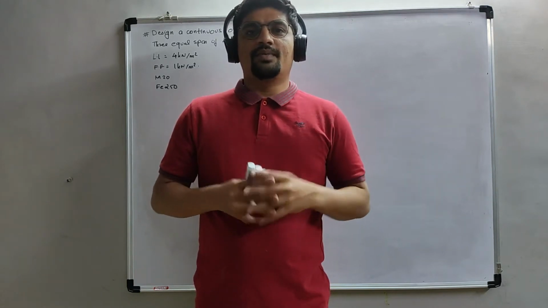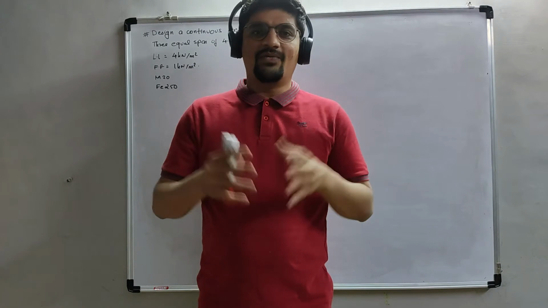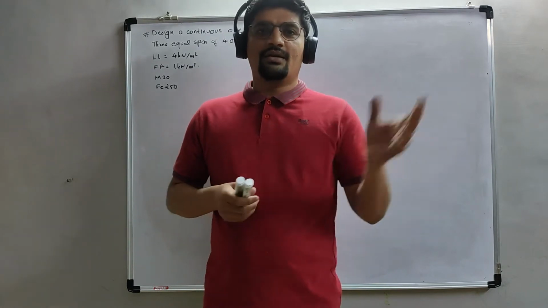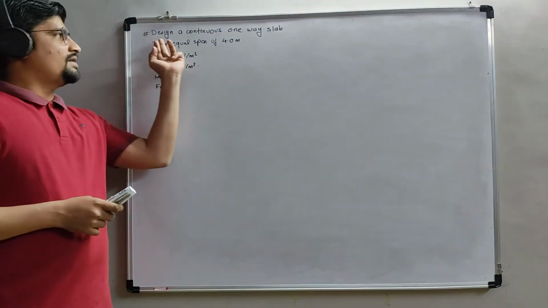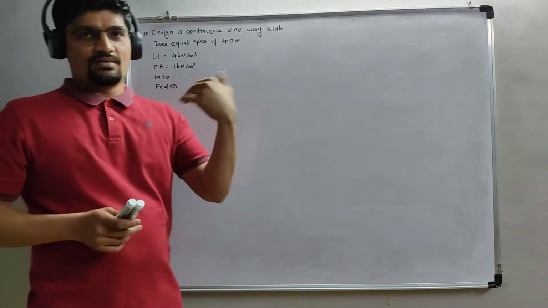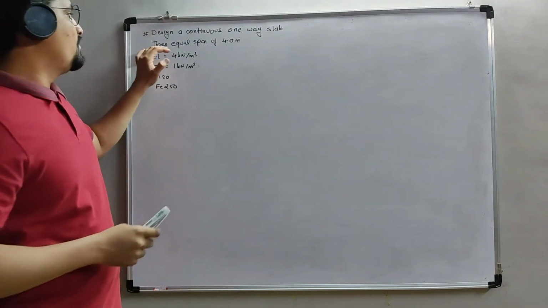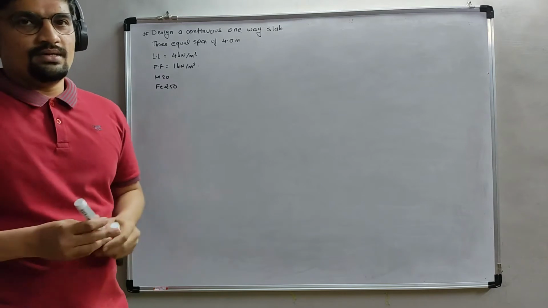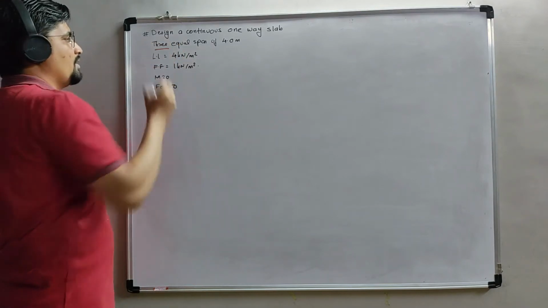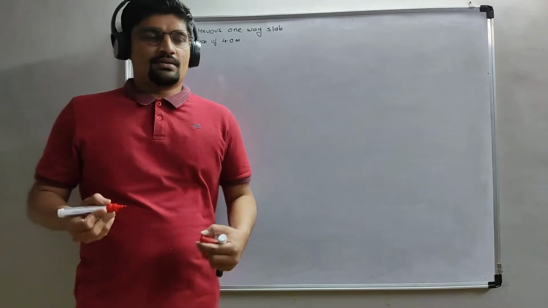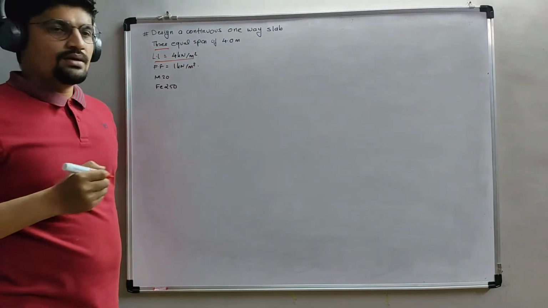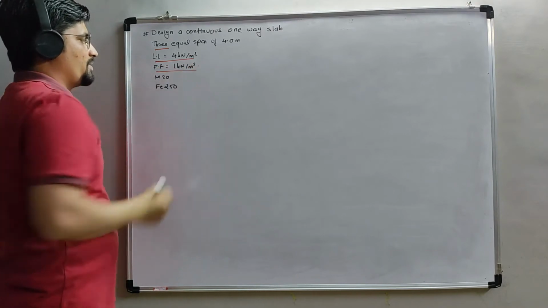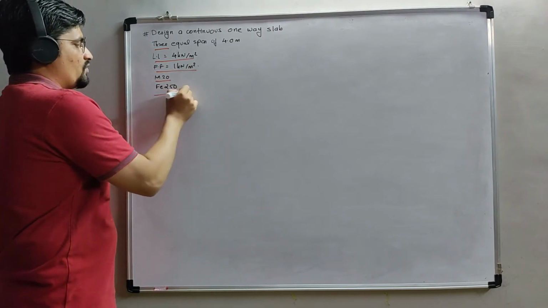In this video, we will study the design of a one-way continuous slab. Let's start. Here I have given one example. Design a one-way continuous slab which has 3 equal spans of 4 meter, and the live load is given as 4 kN per meter square. Floor finish is given as 1 kN per meter square, M20 and Fe250.